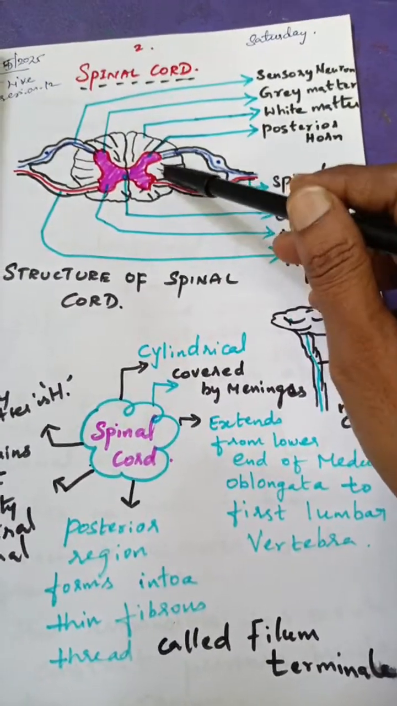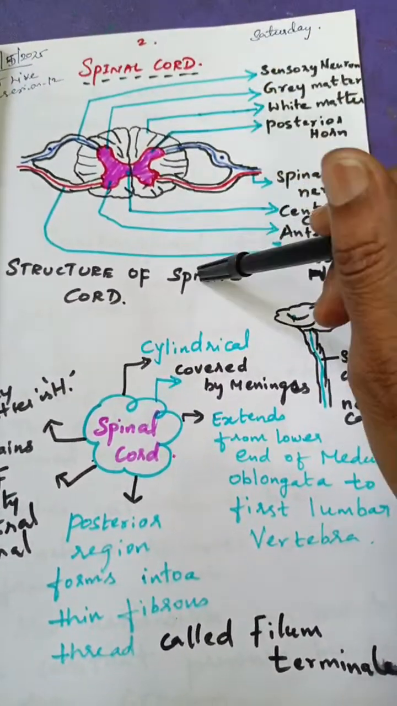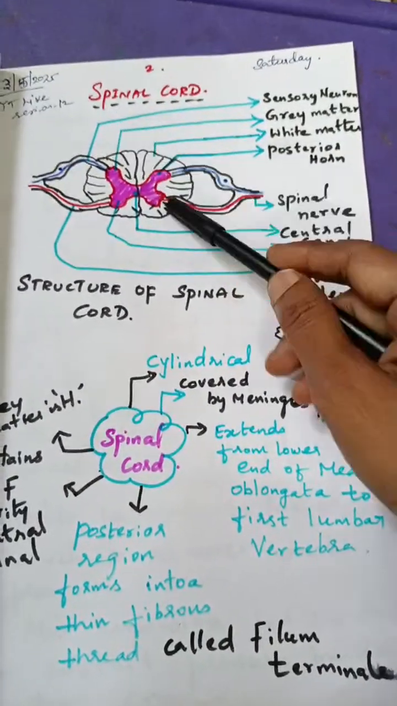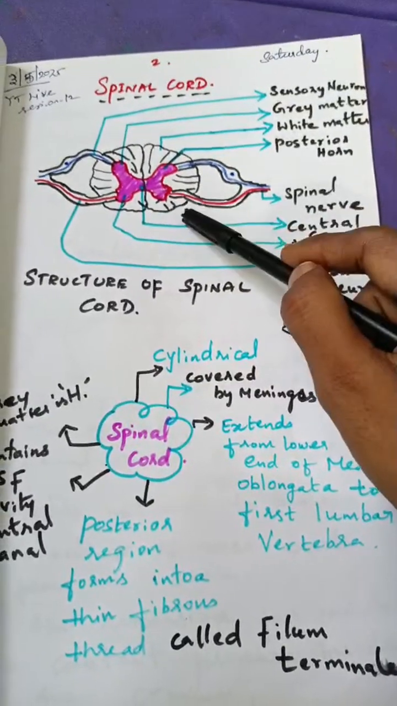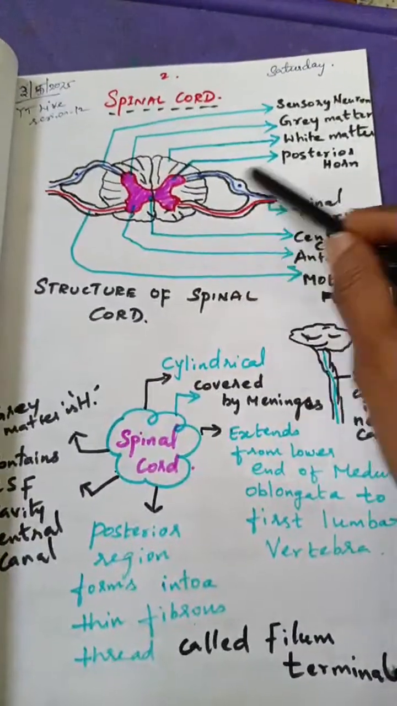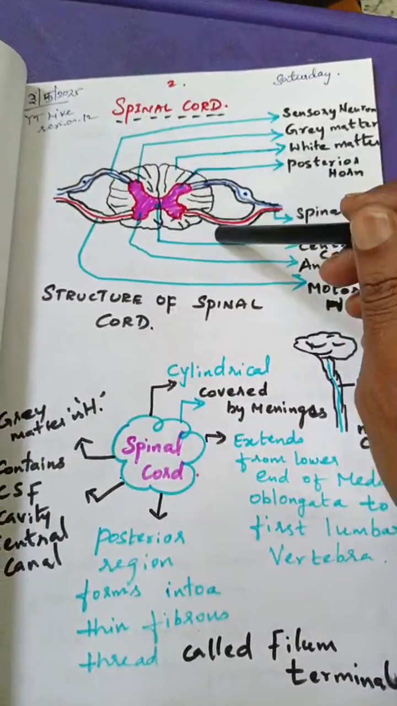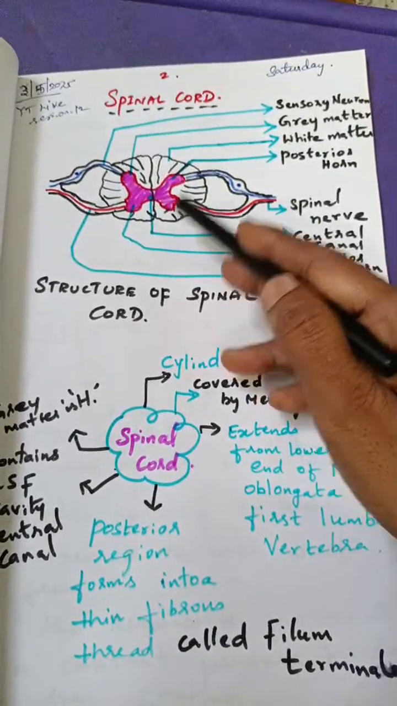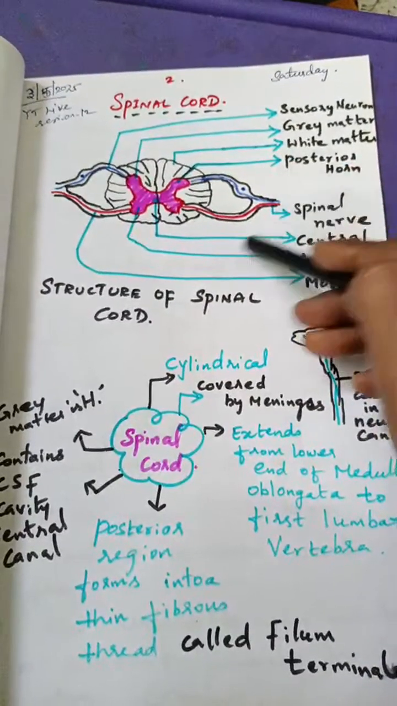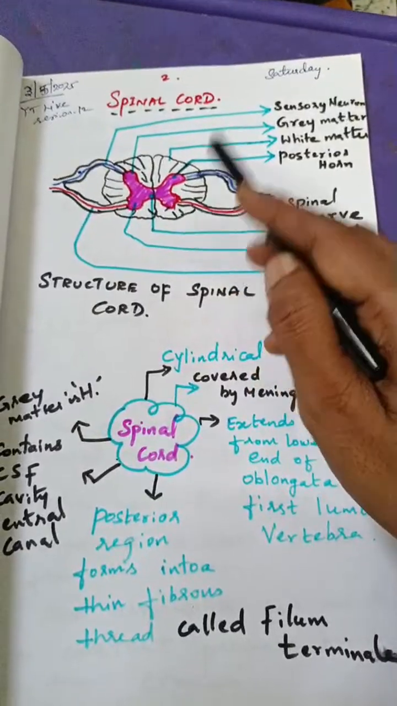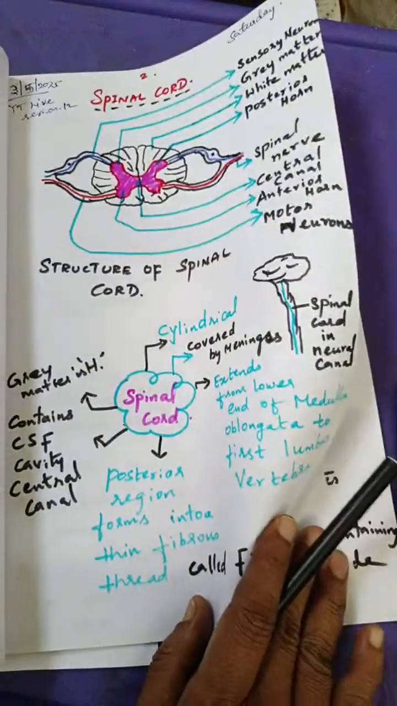And then the spinal cord, what is its main function? Already I told you in the previous session itself. It mainly conducts the sensory and the motor impulses to and from the brain. It only conducts the nerve impulses from the sensory receptors to the brain, and from the brain to the motor muscle fibers. That's the main function of the spinal cord. Is that clear?